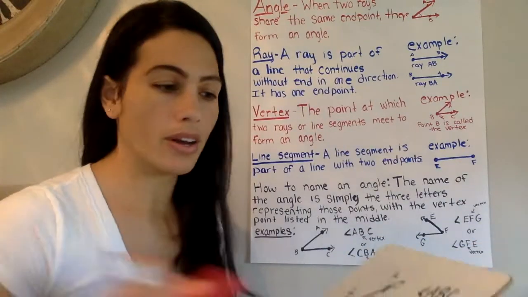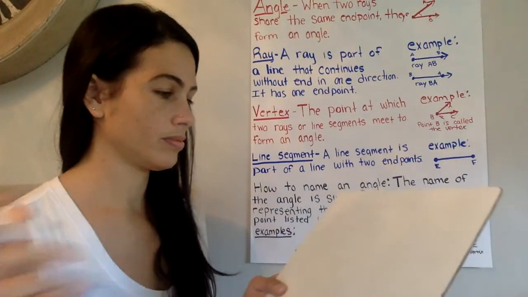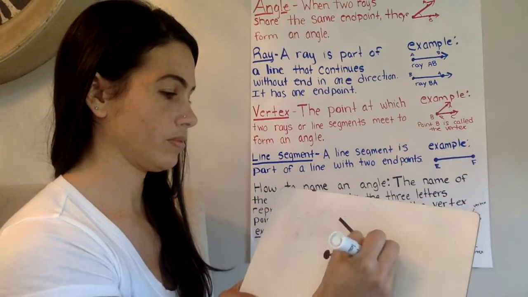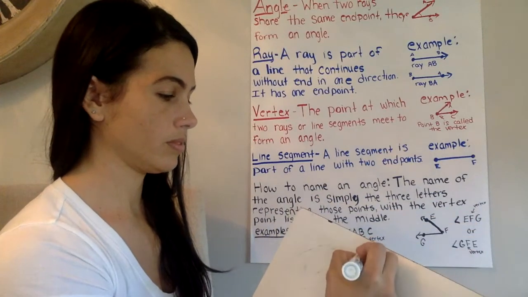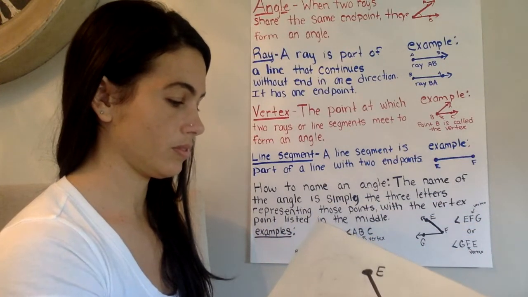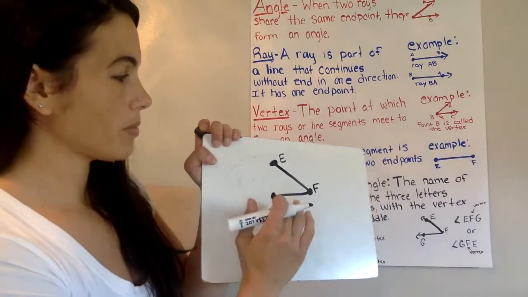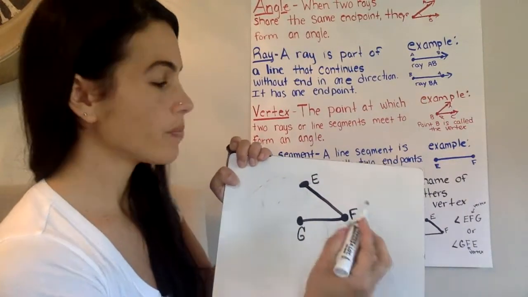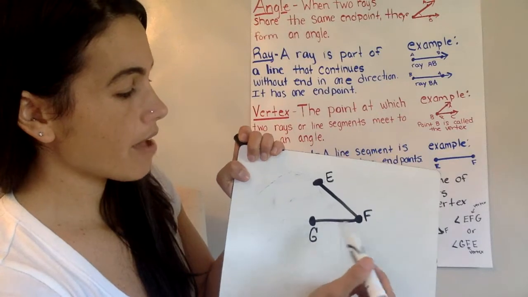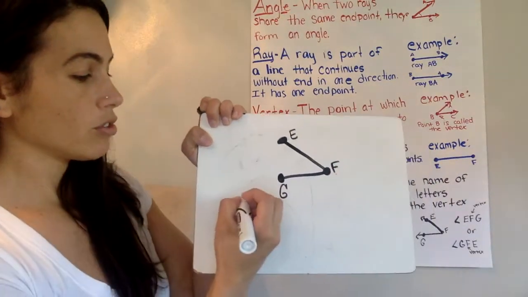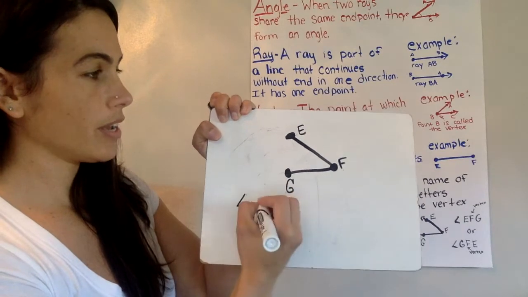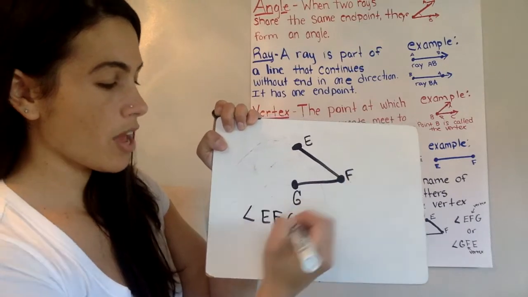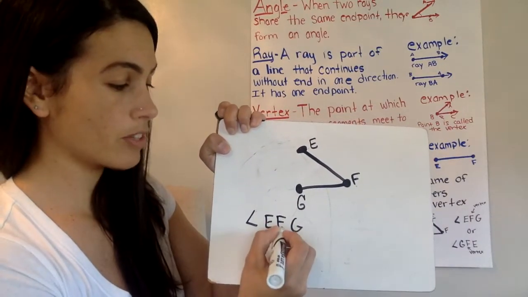I'm going to do another one. Okay, notice I drew it the opposite way now. So angles could go either way, and we're going to talk about that too in this upcoming week. So we have point E, F, G, where F is the vertex. So all you're going to do to name it is little angle symbol, E, F, G. Make sure the F is the vertex, and make sure it's in the middle.